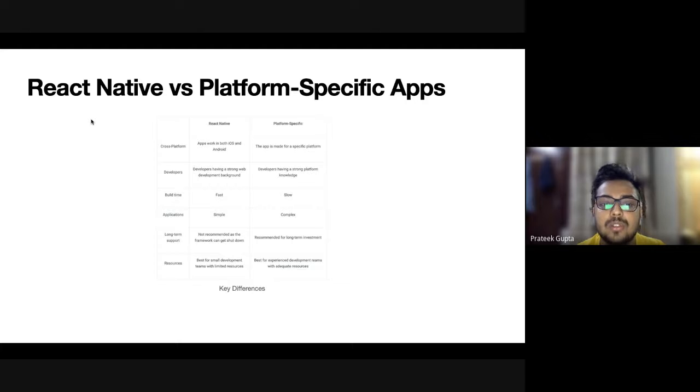As I told you in the start itself, all you need is to learn JavaScript. So minimal resources are required and a very small development team. If you have a team of three, four, even a team of two or an individual, you can start with React Native. But for platform specific, you need experience in all the specific languages and a team for support and every other thing. So that's a few of the differences between React Native and platform specific apps.